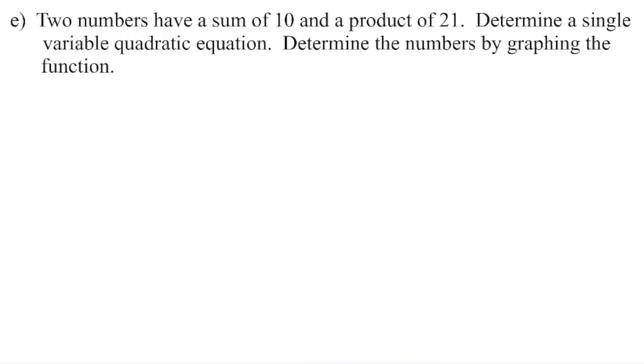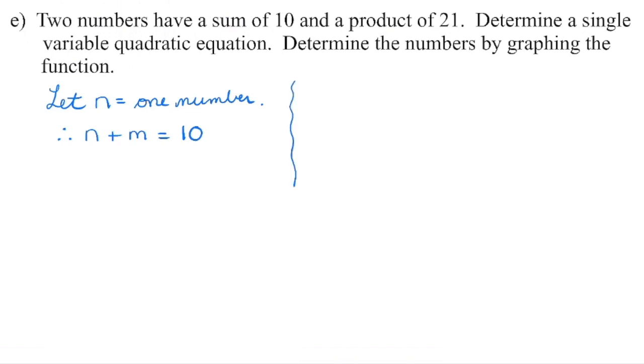All right, so let's begin with, we're going to choose a variable to represent the first number, and then the second number added to the first number is going to give me 10. So we can go ahead and set that up. So n represents one number, m represents another number. And then we are also told that the two numbers multiplied together are going to have a product of 21.